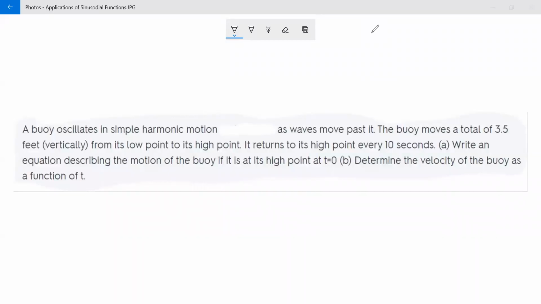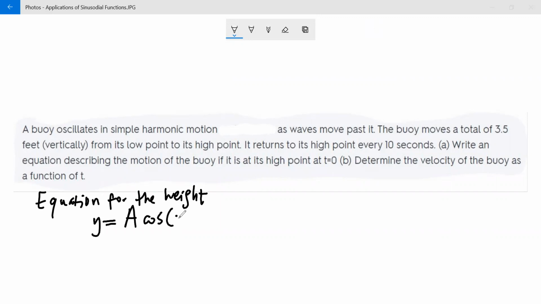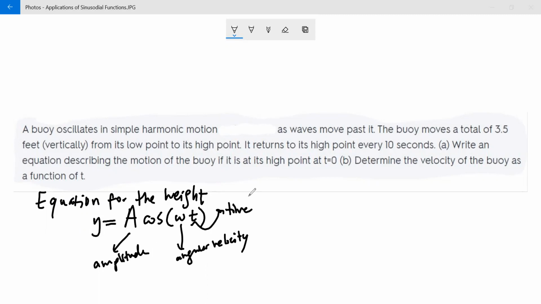Okay, so the equation for the height of the buoy is going to be y equals A times cosine of wt, where A is the amplitude, w is the angular velocity, and t is time. That's the equation, the model that we are trying to build.